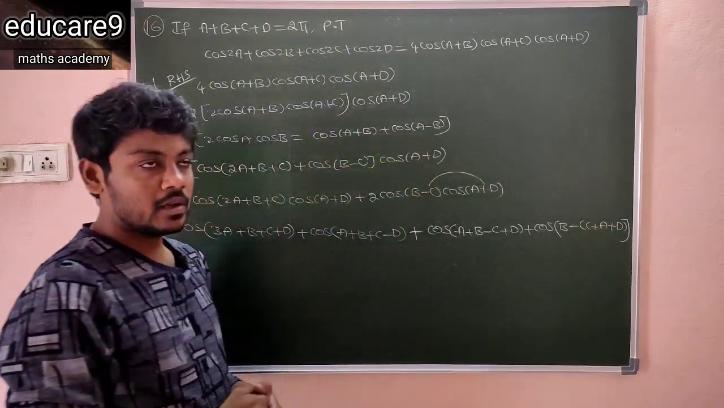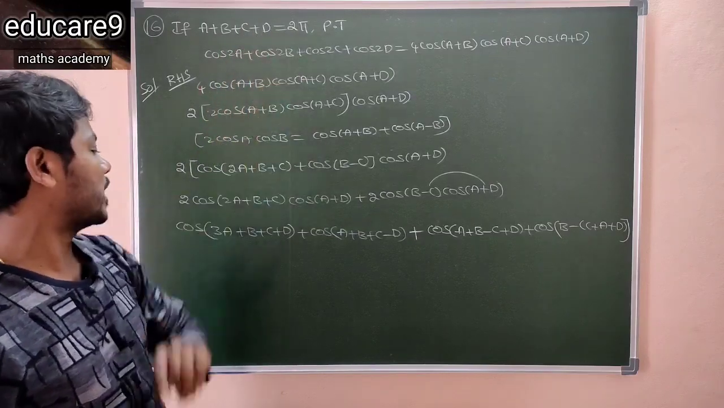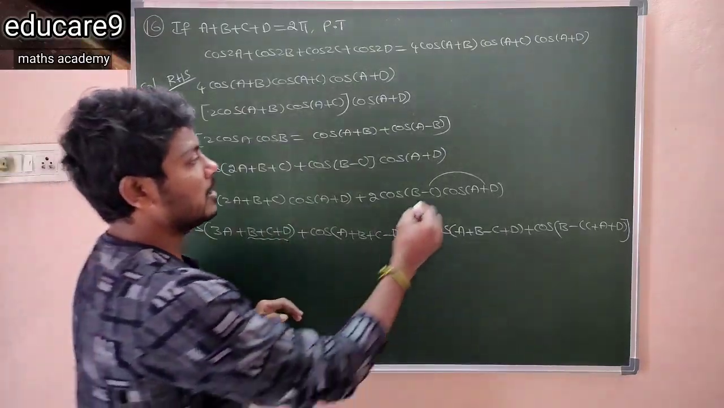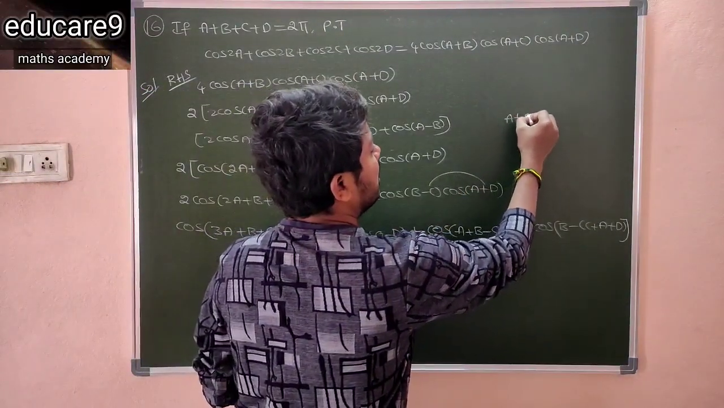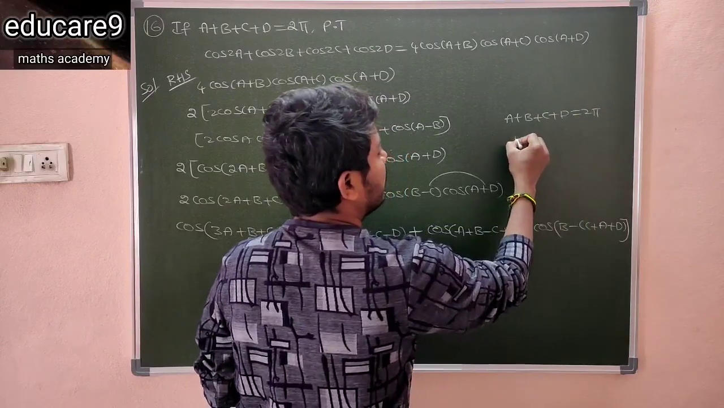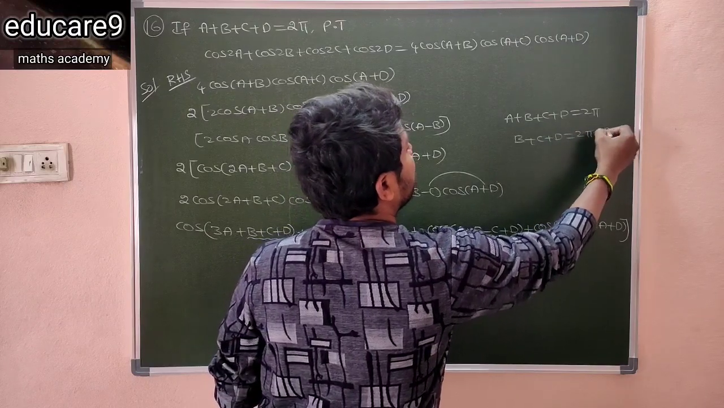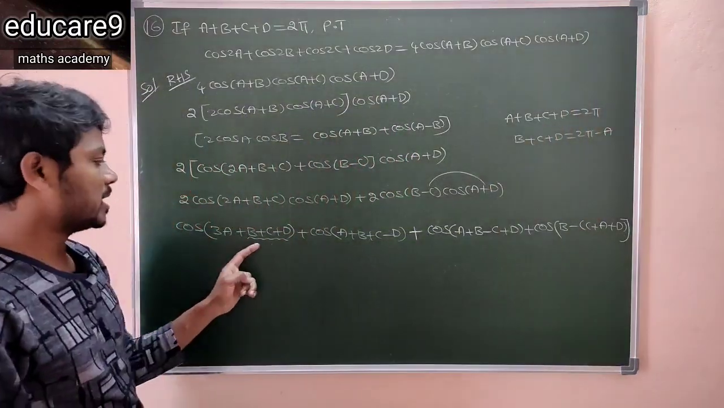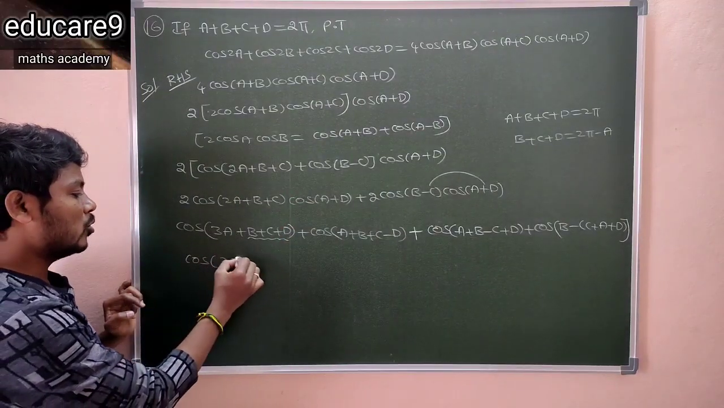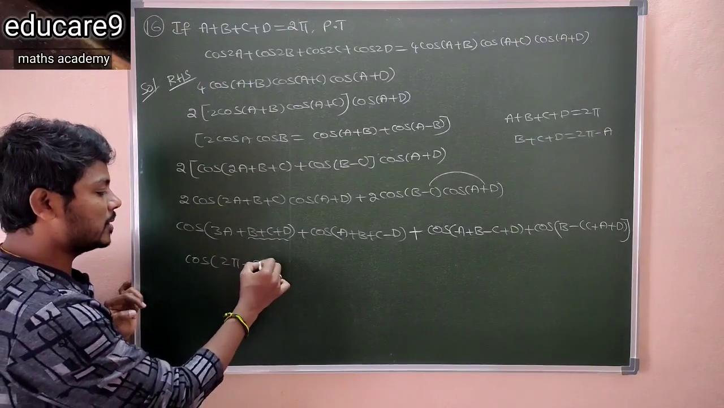Okay. Now here, given A plus B plus C plus D equals 2 pi. How to write B plus C plus D? See here, A plus B plus C plus D is equal to 2 pi. From this, B plus C plus D is equal to 2 pi minus A. So right here, B plus C plus D is 2 pi minus A. So cos of 2 pi minus A plus 3A, you will get minus 2A.